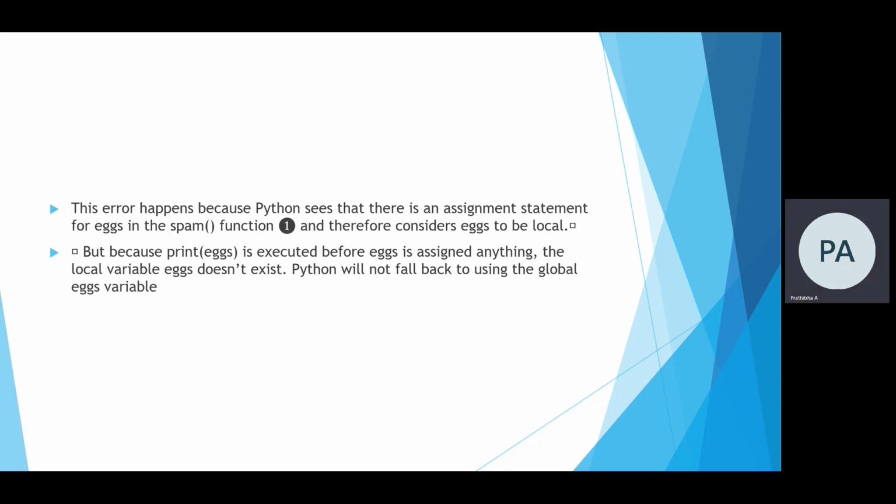This error happens because Python sees there is an assignment statement for x in the spam function and therefore considers x to be local. But because print x is executed before x is assigned anything, the local variable x does not exist. Python will not fall back to using the global x variable. Okay, thank you everyone.